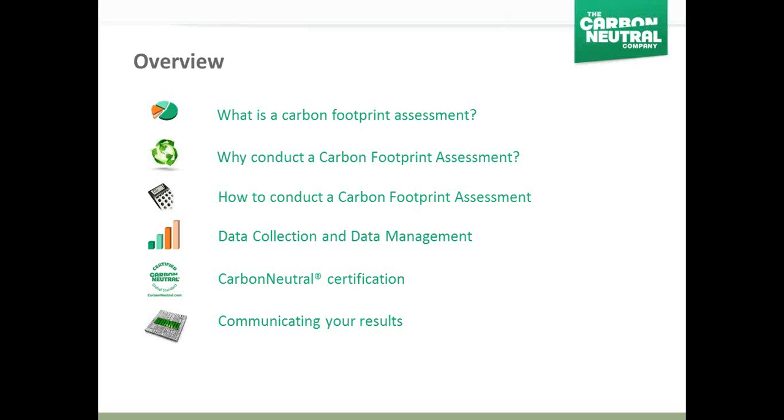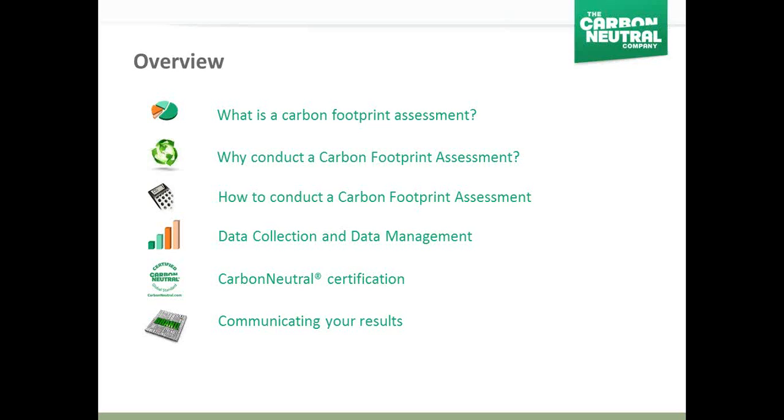Let's kick off this presentation where we will discuss, first of all, what a carbon footprint assessment is. To demonstrate this, we will be using our own carbon footprint as an example, and we'll continue to discuss our own sustainability program throughout. We'll also explain some of the language and terminology around assessments.